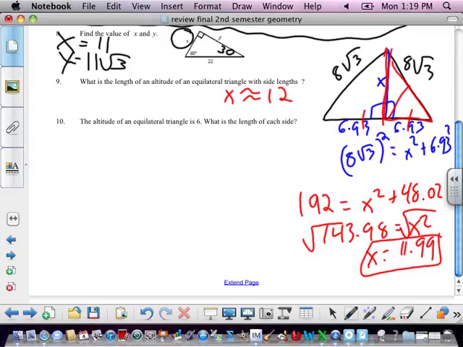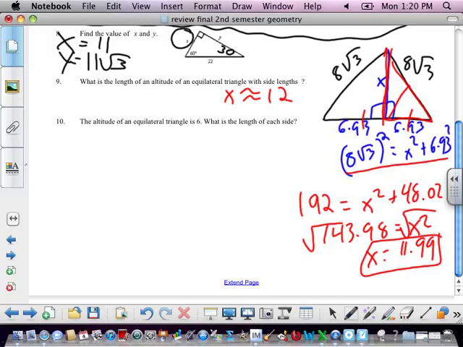What is it? 11.99, or approximately. Because this one is before I square it. This is after. Remember, it's 8 square root 3 divided by 2, because it's half of this. So we cut it in half. So 8 square root 3 divided by 2 is 6.9. And Jacob just asked that question.